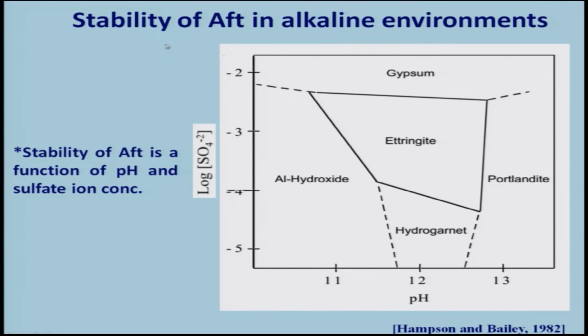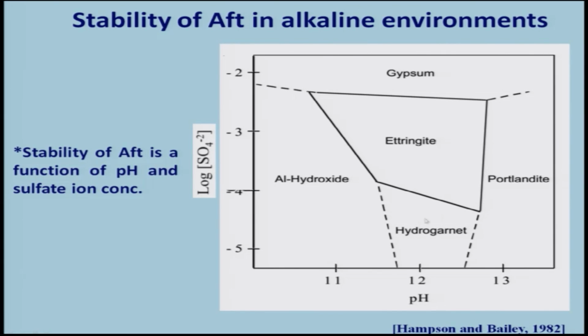So, a figure is shown here to understand at what sulphate ranges and what pH range ettringite is stable. Here in the x axis you have the pH, in the y axis you have sulphate concentration expressed in log scale. Remember that pH is nothing but minus logarithm to the base 10 of hydrogen ion concentration. You see that the stability of ettringite is a function of both pH and sulphate ion concentration.